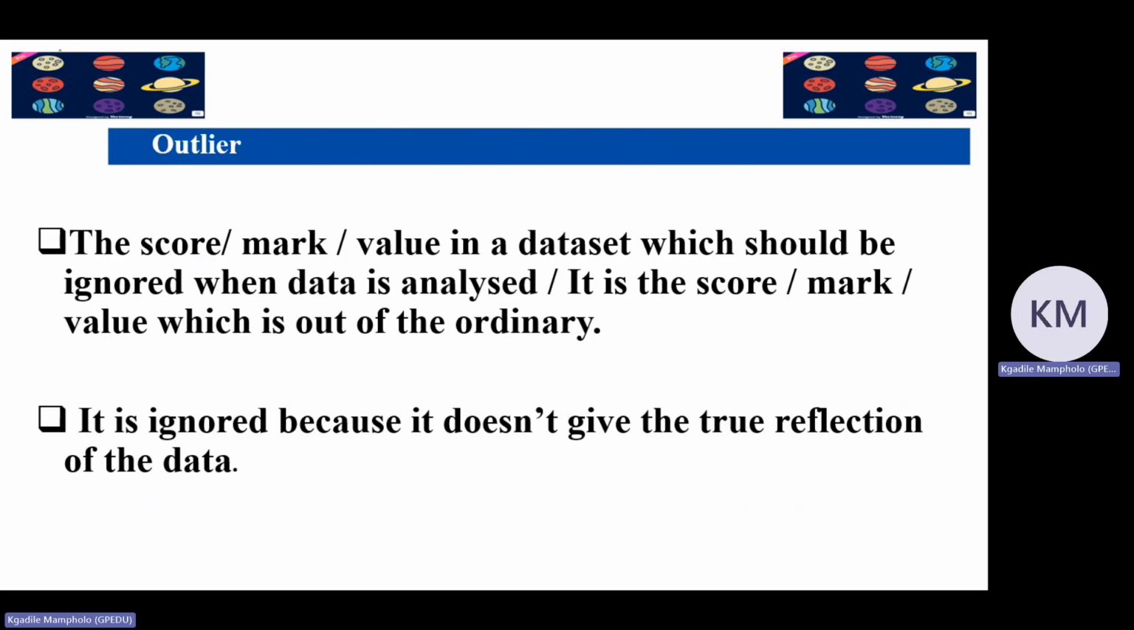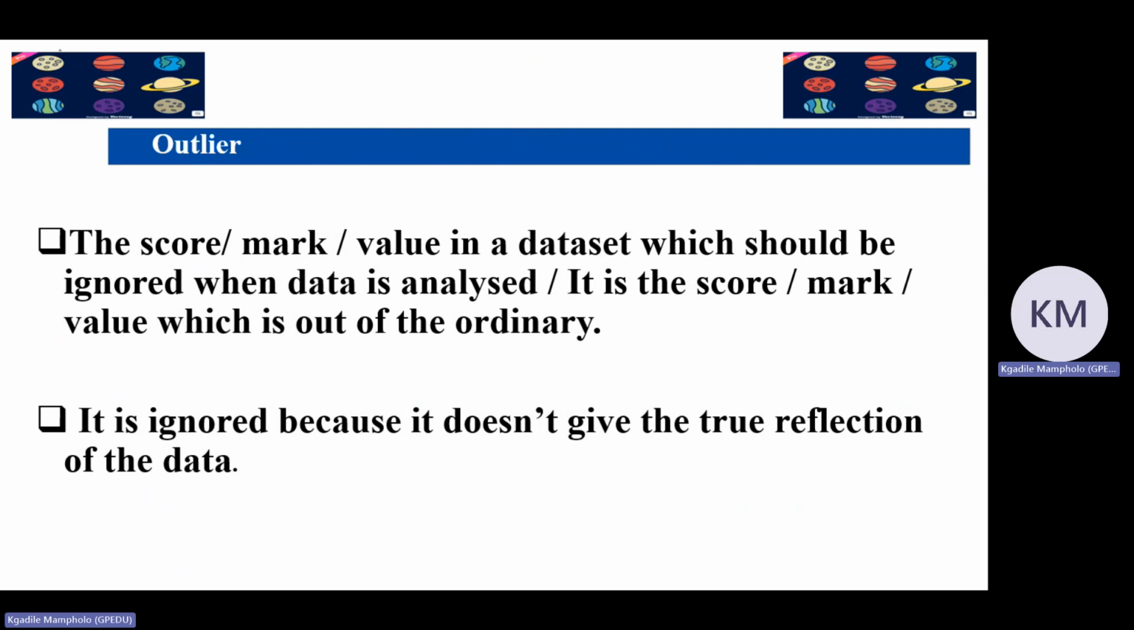The outlier. Let's just define an outlier. An outlier is the score or the mark or value in a data set which should be ignored when data is analyzed. It is therefore the score or mark or the value which is out of the ordinary.